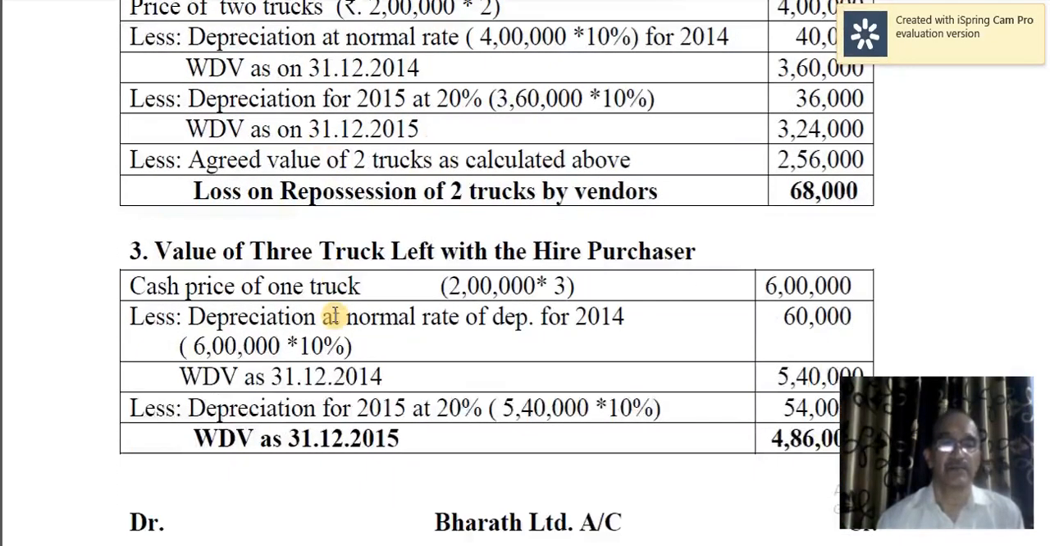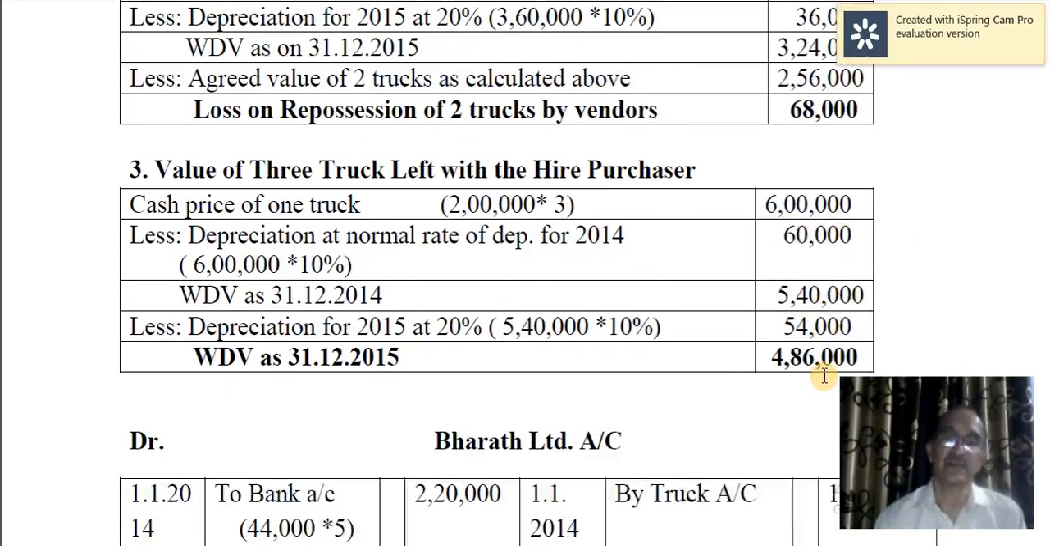Well, what is the value of 3 trucks left with the hire purchaser? So 2 lakh into 3, 6 lakh. Depreciation is charged at a normal rate of 10%. 10% on 6 lakh is 60,000. Written down value is 5,40,000. Second year depreciation is 10% on written down value, so 54,000. So remaining value is 4,86,000.